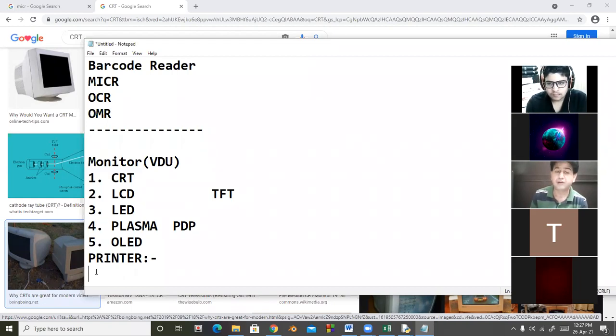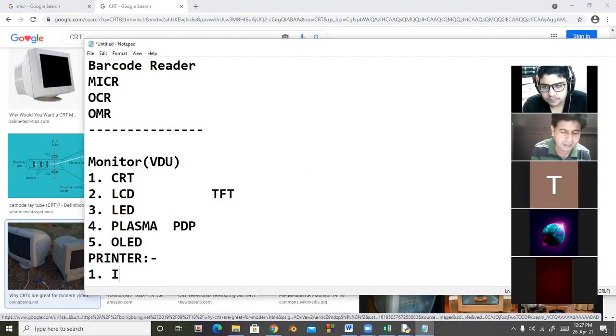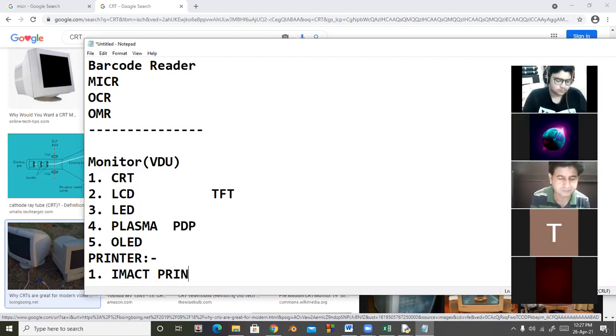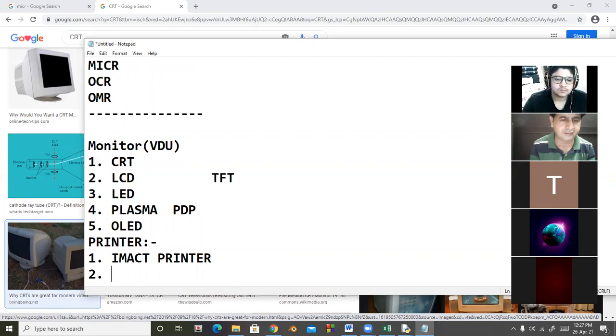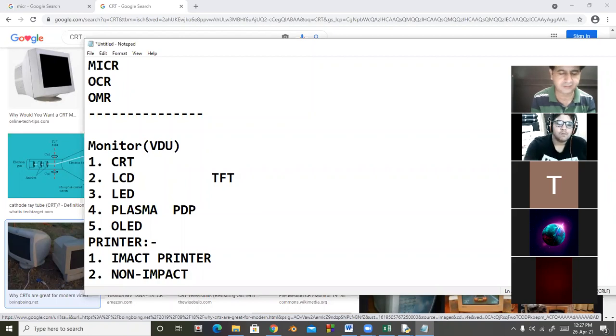Okay, beta. Now printers. Printers are of two types. One is impact printers, and the second one is non-impact printers. So there are two types of printers: impact printers and non-impact printers. Tomorrow we will continue with this topic. We will discuss impact and non-impact printers in detail.